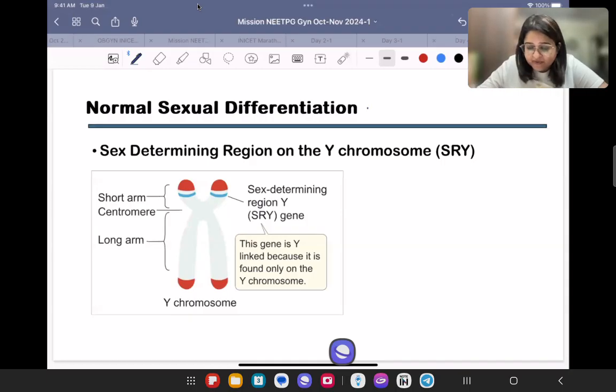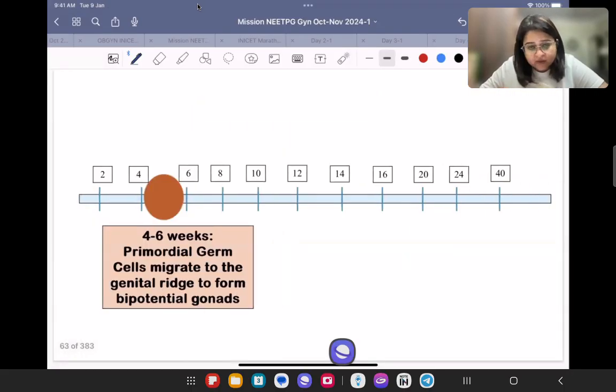So what happens in normal sexual differentiation is the main thing that is going to determine it is the presence or absence of the SRY gene, which is on the short arm of the Y chromosome. This is the first important thing. Now coming to this timeline, remember 4 to 6 weeks, so you can basically remember 5 weeks. At 5 weeks, this differentiation of gonads is happening. That is, the primordial germ cells migrate to the genital ridge to form the bipotent gonads.